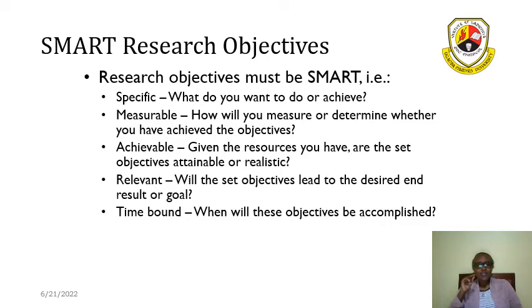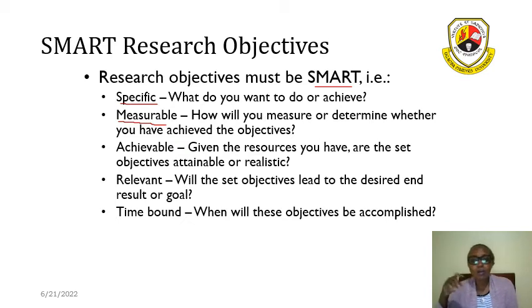Some guidelines on what a research objective must be. We normally use the acronym SMART. Our research objective should be specific. What do you want to do, or what do you want to achieve? It should state that clearly. It should be measurable, meaning that in the end, we should be able to see that this objective has been met. It should be achievable.